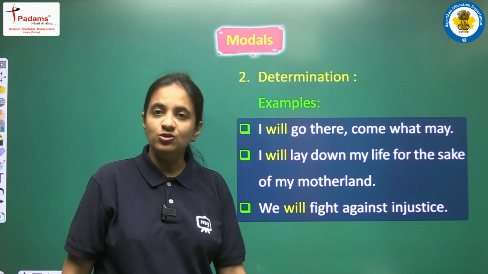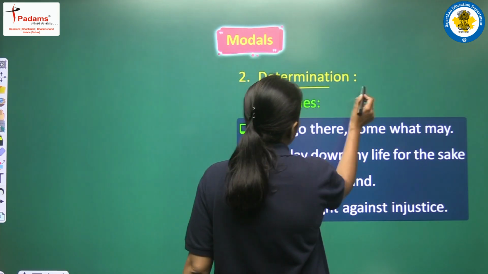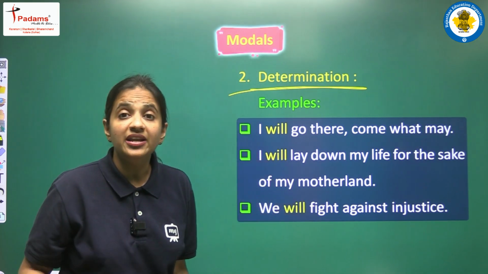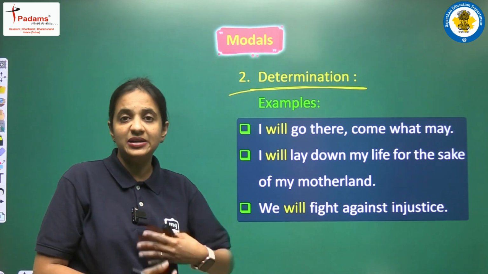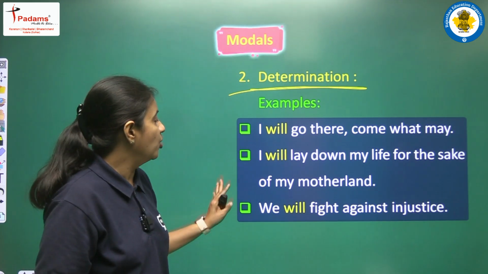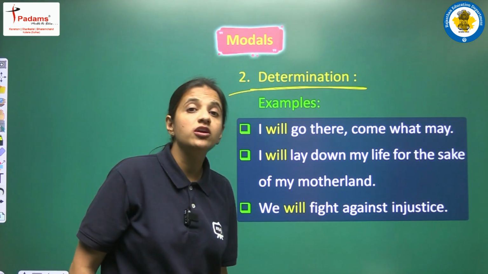Moving on, another use of shall and will as a modal. So let's see. Yes, they are used to express determination. Determination means our firm faith, firm decision. Okay, so let's see how. First sentence is: I will go there, come what may.